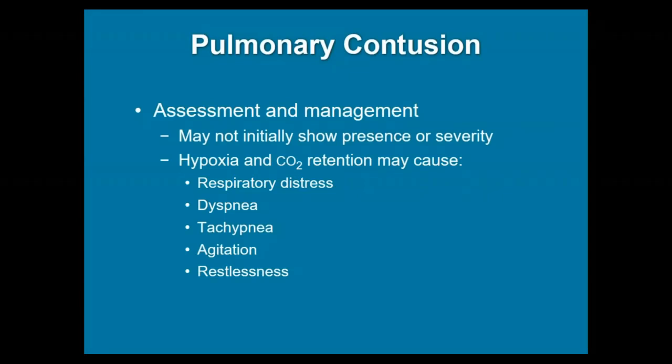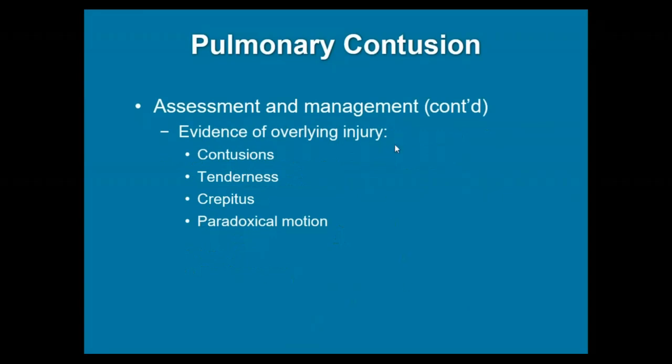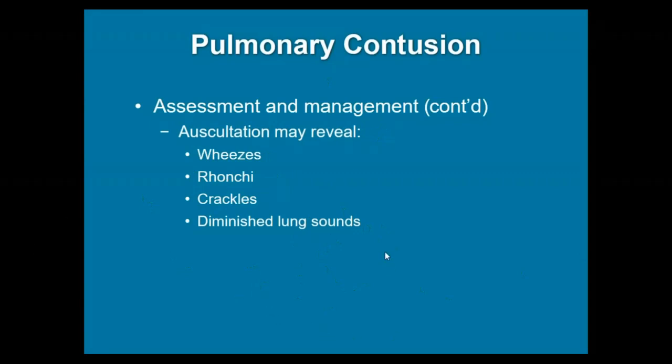So respiratory distress, dyspnea, tachypnea, trying to compensate for the decreased percentage of participation of the lung in ventilation and respiration, become agitated, restless, eventually become disoriented. Evidence of overlying injury would raise your index of suspicion of a pulmonary contusion. If they have a contusion to their chest wall, have tenderness, crepitus, or if they have that flail segment, then they may have a pulmonary contusion. Auscultation, you can find those things. Just the things you would expect.